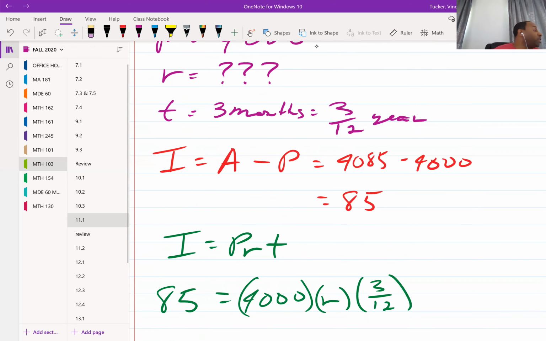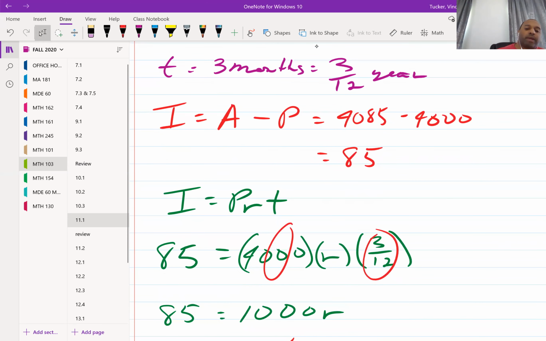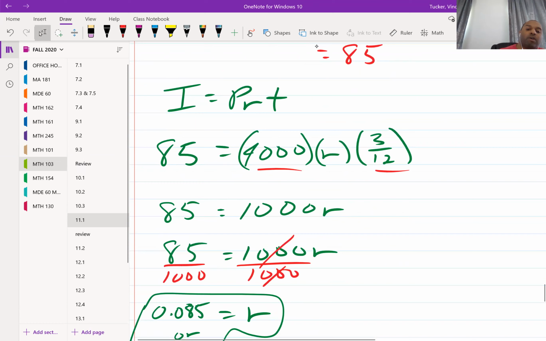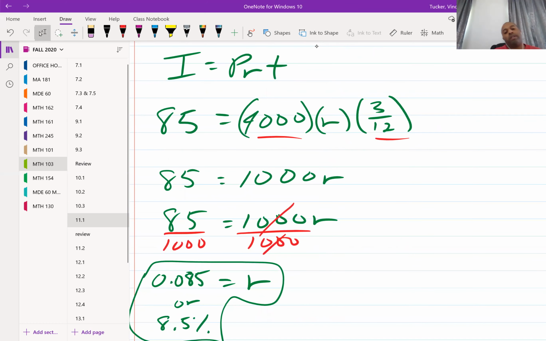So we have 85 equal to 4,000 times R times 3/12. Went ahead and multiplied these two together, and that's how I got 1,000. So 4,000 times 3/12 will give us 1,000. And we can divide both sides by 1,000 to get R. And that'll be our answer. Either 0.085, or if they want it in percent form, move your decimal 2 places to the right. That'd be 8.5.